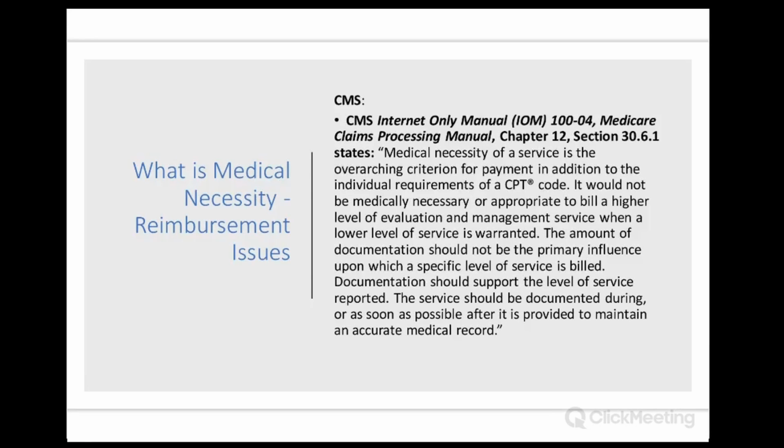In their internet-only manual, the claims processing manual, I love that they make the statement about the amount of documentation. The amount of documentation should not be the primary influence upon which a specific level of service is billed. Documentation should support the level of service reported. And, of course, they always make the statement that someone should document soon after seeing the patient. But they start off by telling us medical necessity of a service is the overarching criterion for payment. Medical necessity. And that comes through a diagnosis code.